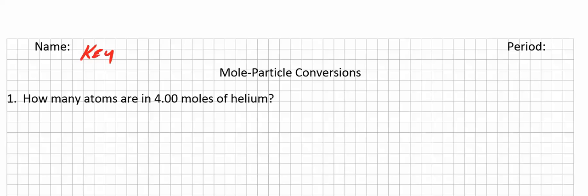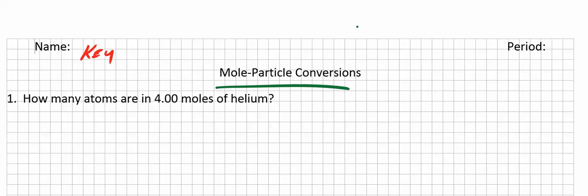Right, let's go ahead and get started. The title of this worksheet is Mole Particle Conversions, and you are going to need a calculator with scientific notation capabilities. So if you don't have one of those available, now would be a good time to pause the video and just make sure that you have access to that.